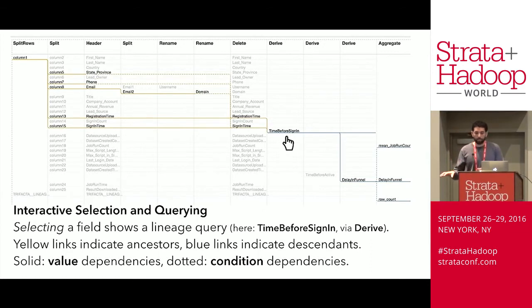Similarly, going forward, we see that there are a number of columns that depend on time before sign-in. The first one is this delay in funnel, which is just a flag indicating whether it took a long time for someone to sign in. And then one other note, the value dependencies are solid lines, and the condition dependencies are indicated here with dotted lines.